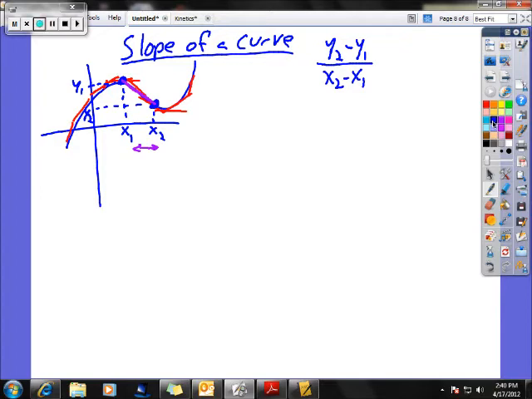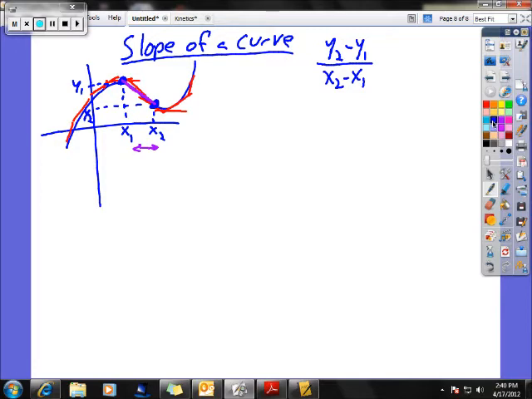Okay. The first thing I want to do is I want to get this out of old school notation and get this into function notation.